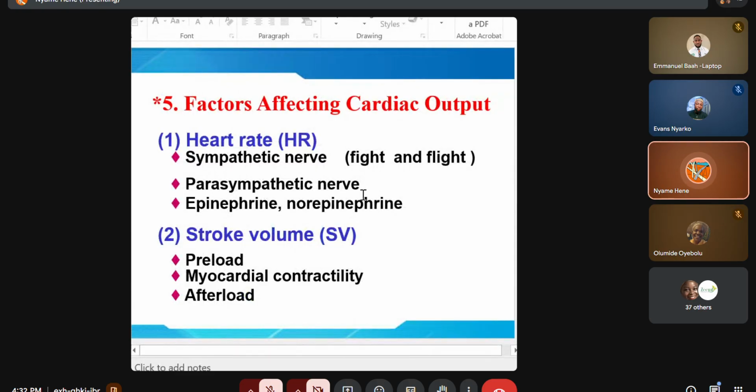So, the sympathetic nervous system is what? It's the fight and flight state. Then the parasympathetic is what? It's the rest and sleep state. So if you are sleeping, your body has stimulated what? The parasympathetic nervous system. That's why when you sleep, your heart doesn't beat fast.